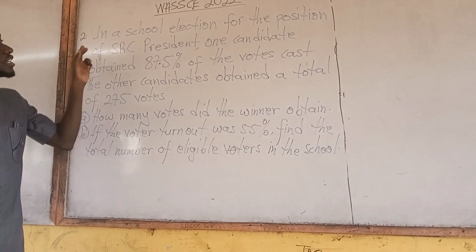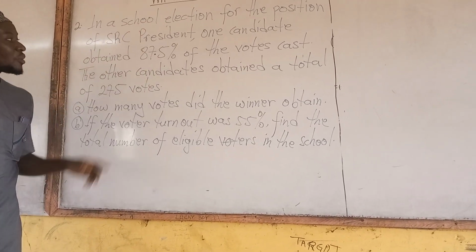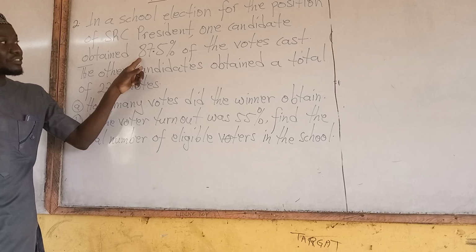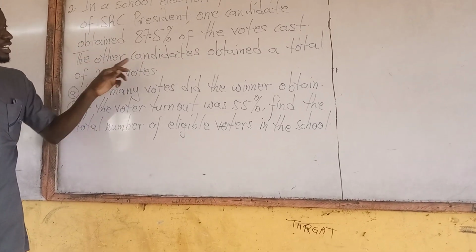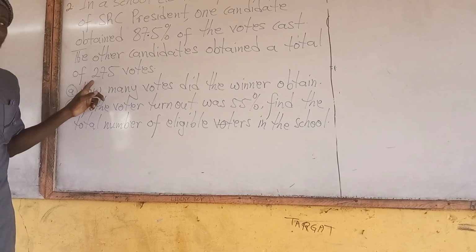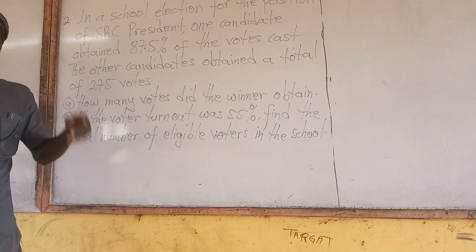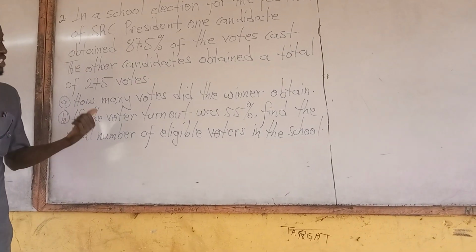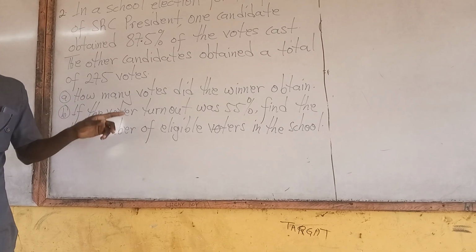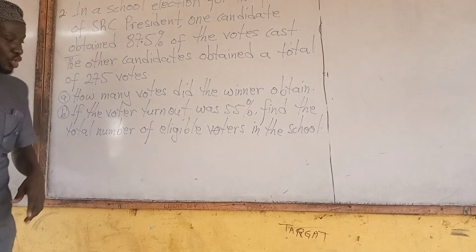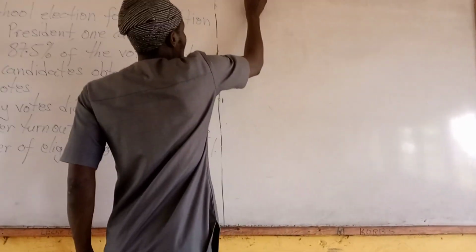The question says that in a school election for the position of school president, one candidate obtained 87.5% of the votes cast. The other candidates obtained a total of 275 votes. A. How many votes did the winner obtain? B. If the voter turnout was 55%, find the total number of eligible voters in the school. So here, let's solve it with a solution.